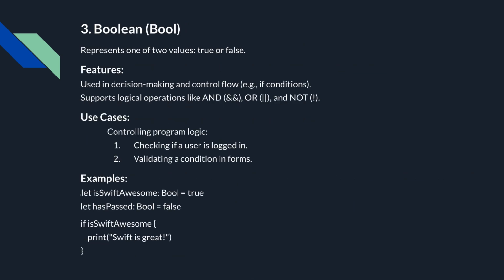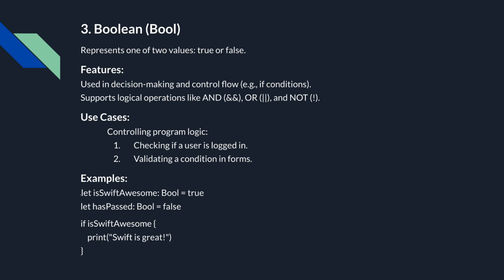Now, let's talk about Boolean. A Boolean represents only two values, true or false. Why is it important? Booleans are essential for decision-making in programming. For example, is the user logged in or not? Has the form been submitted? Is the score above a certain threshold?